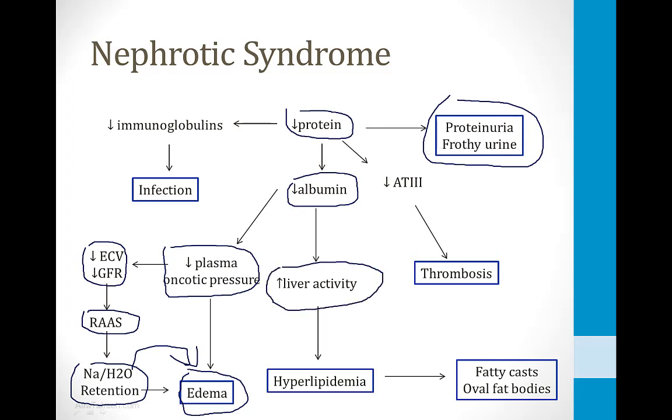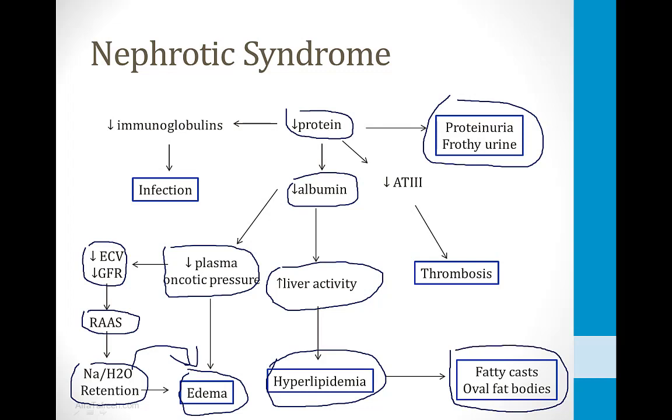What you're going to see in the patient's blood tests as a result of all this liver metabolic activity is hyperlipidemia. Patients with the nephrotic syndrome have very high levels of total cholesterol and LDL. Interestingly, their HDL levels are usually not elevated. It's mostly LDL, and that's seen in the total cholesterol. Now, all this lipid in the bloodstream is going to lead to two findings in the urine you should know about called fatty casts and oval fat bodies.